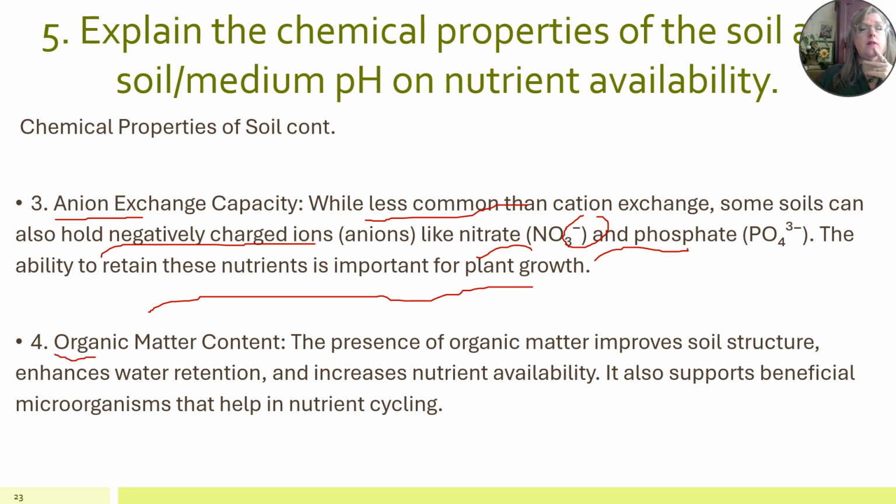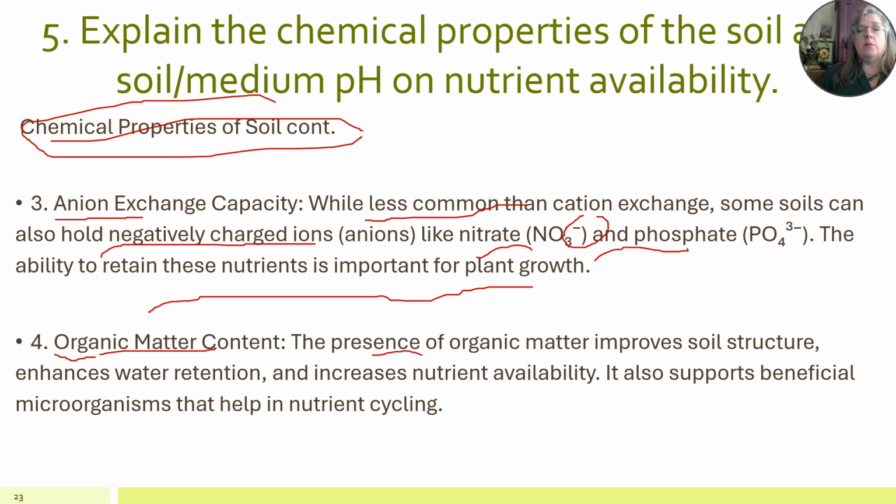And then the next part of soil chemical properties, this is what we're working on. We go down here to the organic matter content, which is the presence of organic matter that improves the soil structure, enhances soil retention, and increases nutrient availability. Remember, organic matter content is like dead leaves, dead bugs and animals, poop, whatever it is, like worms going through and leaving poop behind. All of that stuff is part of the organic matter content, which increases nutrients in the soil and helps to support the beneficial microorganisms that help in nutrient cycling.